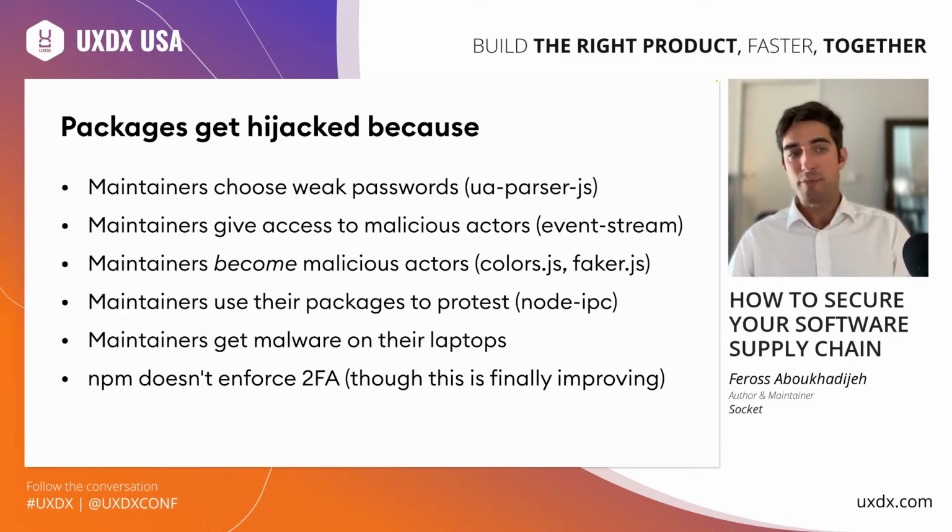Packages get hijacked for a number of reasons. Could be that the maintainer chose a weak password. That's what happened in the case of ua-parser-js. It could be the maintainer themselves gives access to a malicious actor by mistake. Maintainers can become malicious themselves. That actually happened in January. Maintainers can also use their packages to protest. And maintainers could also just get malware on their laptops. And all of this is exacerbated by the fact that NPM doesn't enforce 2FA, though this is starting to somewhat improve in recent times.